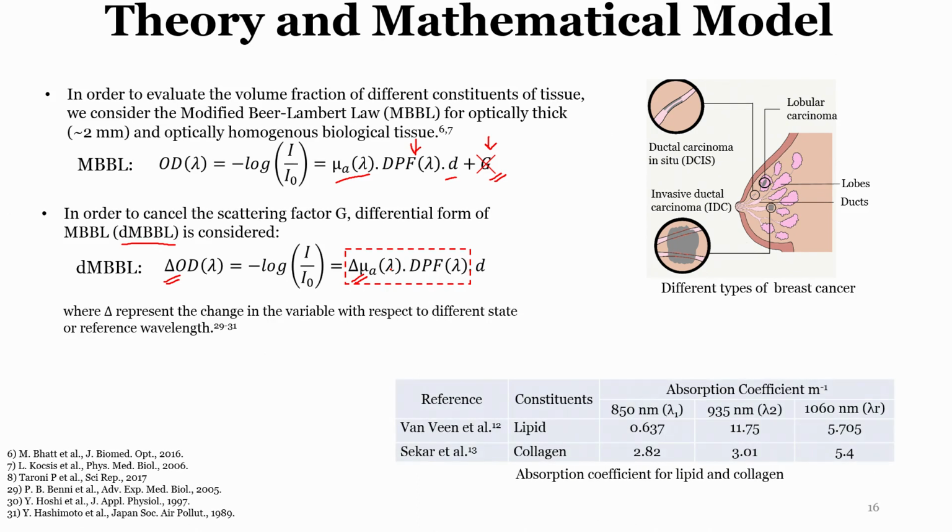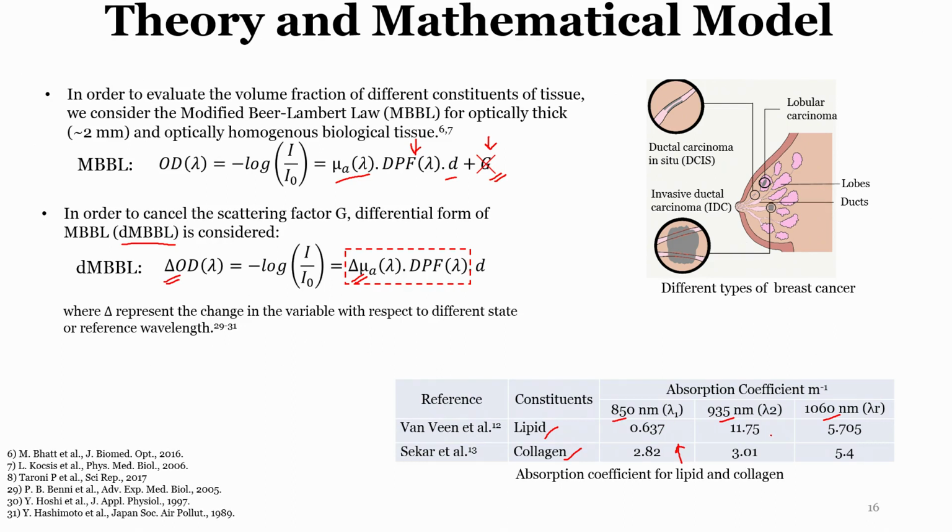So, we already have the absorption coefficients for different constituents such as lipid and collagen for different wavelengths. For 850, you can see that lipid has 0.637 per meter of mu a, that is the absorption coefficient. For 935 again we have the absorption coefficient for lipid and collagen, and for 1060 we also have the absorption coefficient for lipid and collagen. What we see is that at 850 nanometers the absorption coefficient of collagen is very high as compared to the lipid.